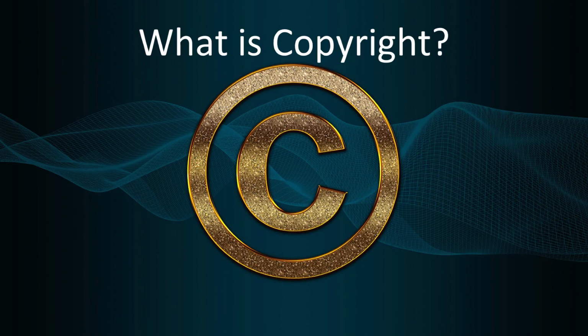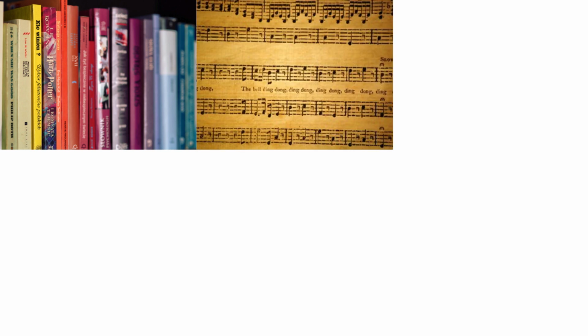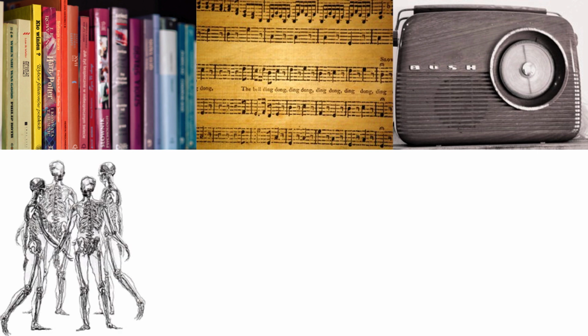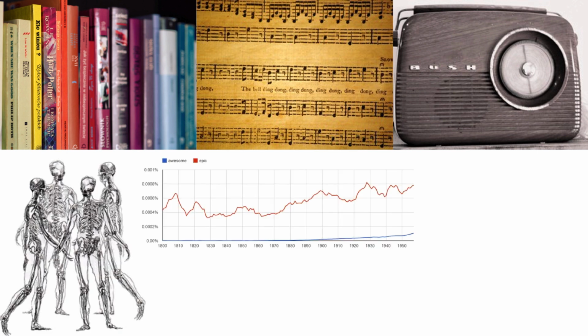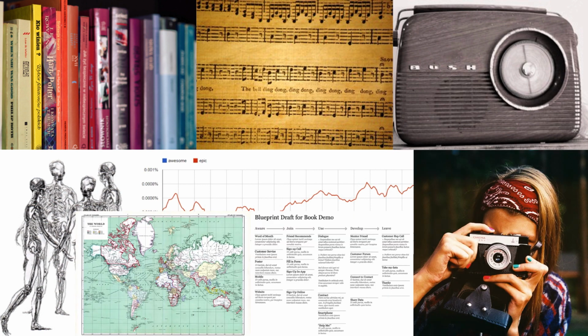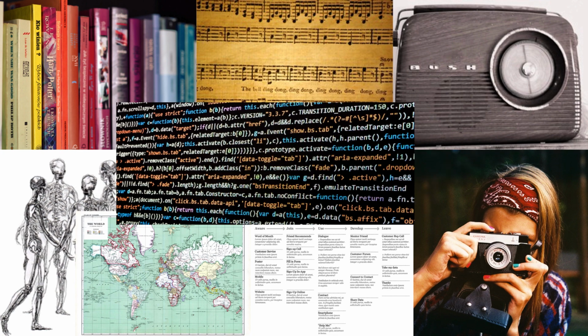So, what is copyright? Copyright is a legal right which protects the expression of original ideas, given the owner control over their work and how it is used. Copyright applies to all original literary, artistic, musical and dramatic works. So it applies to books, music and lyrics, radio and TV broadcasts and recordings, illustrations, graphs, photographs, maps, tables and figures, and even software and databases, to name just a few.